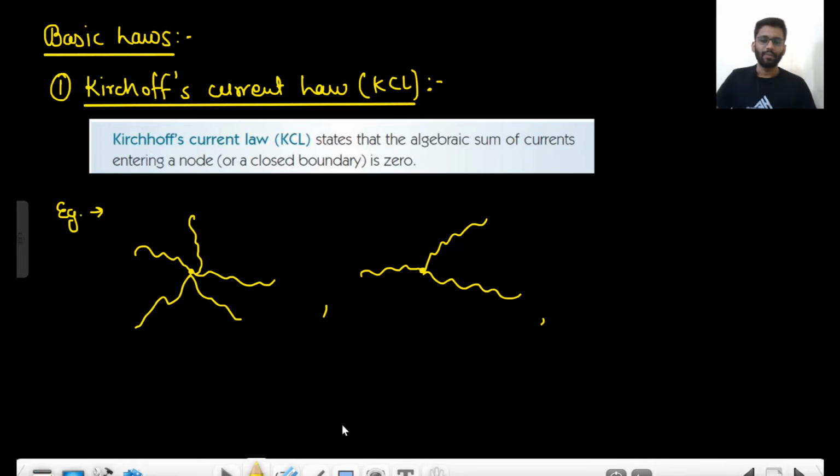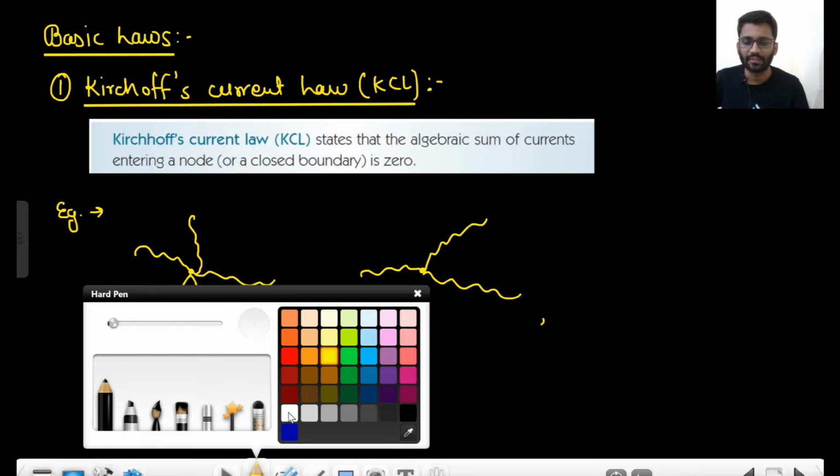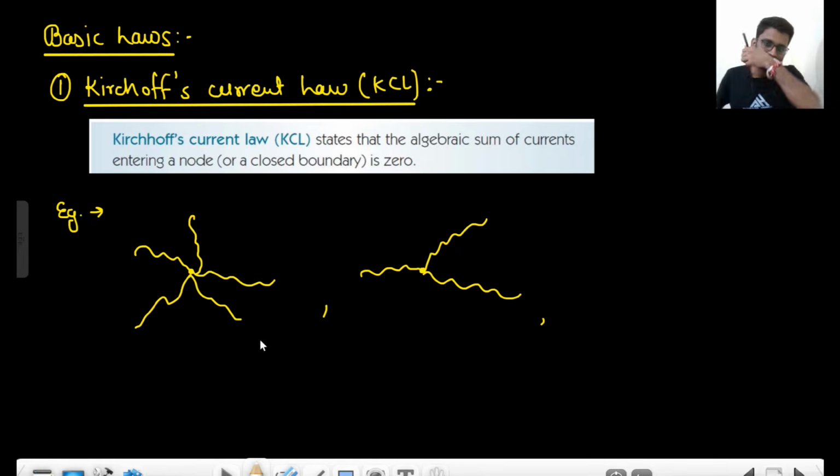Now we will move to some basic laws. KCL, KVL, you must have studied in 11th or 12th class, but let's revise it once again. So what does KCL say? The algebraic sum of all the currents entering into a node is 0. Let's take an example.